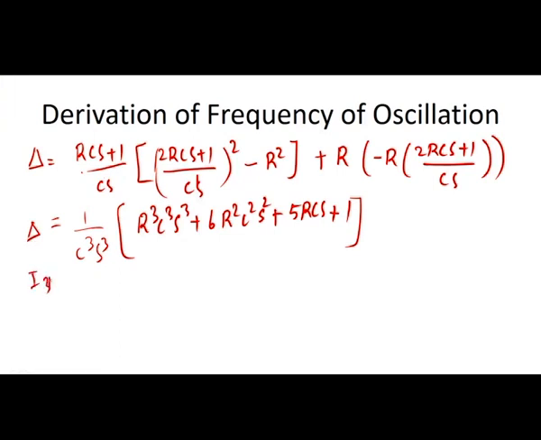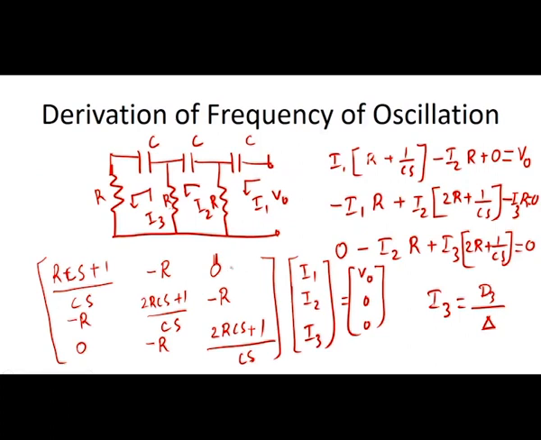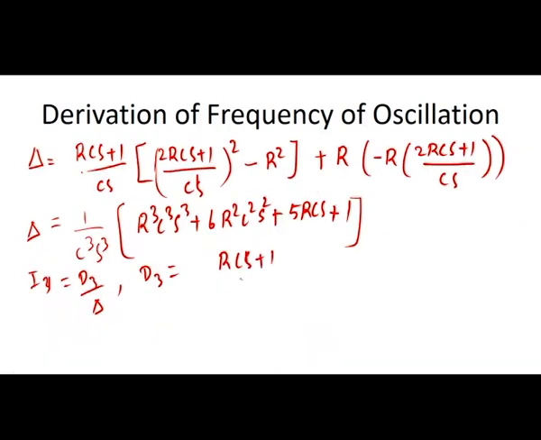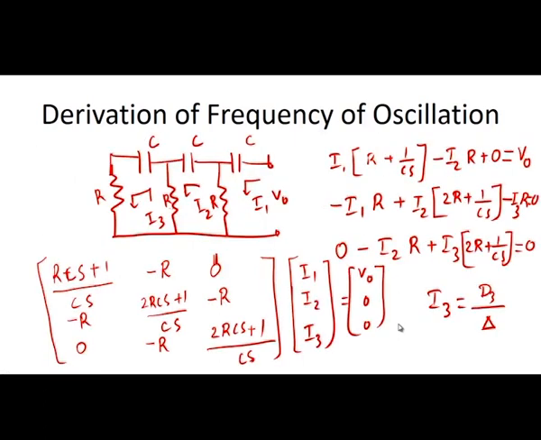For I3, it is actually D3 by del. And what is D3? D3 is, in this matrix, you have to replace the last column as V0, 0, 0. So you will get the matrix as RCs plus 1 by Cs, minus R, V0. So the last column will be the output of the equations. The remaining columns are as such.